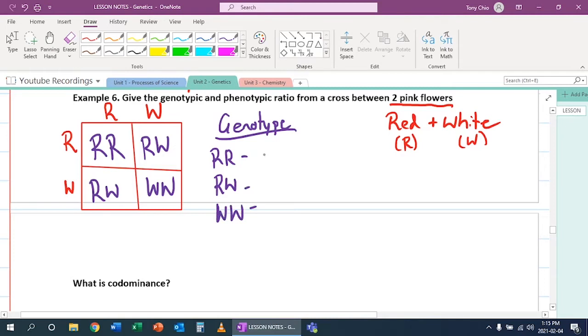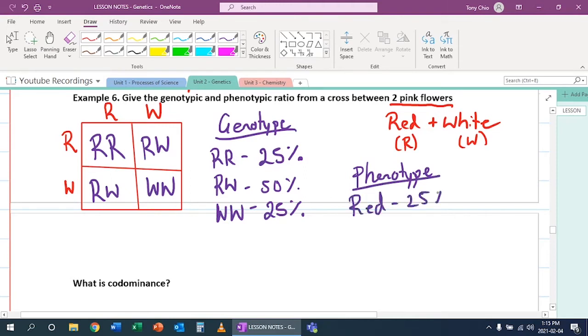And because of that, you're going to have a 25% chance that it's RR, 50% chance it's RW, and 25% chance it'll be WW. What's the phenotype going to be then? Well, the phenotype for these kinds of questions is a one-to-one correspondence, which means that RR is red, and that's 25%. RW is going to be pink, and pink is 50%. And then WW is white, and white is 25%. So that is the genotype-phenotype ratio of what we call incomplete dominance.